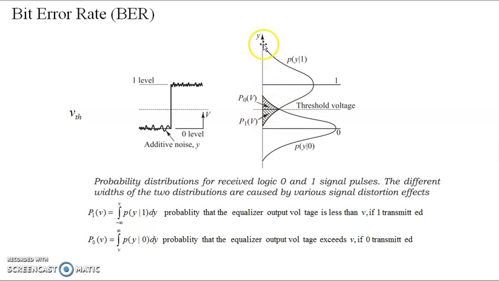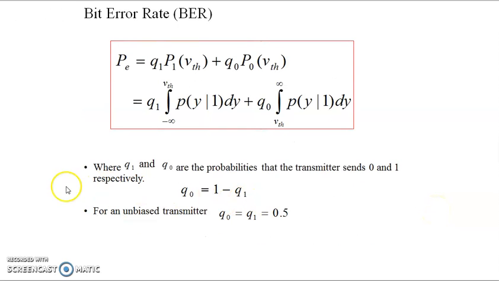And this one in the graph is the distribution for when we are sending the 1 voltage, but getting an output voltage below the threshold voltage. So this is the portion where we are getting a voltage below the threshold voltage, and that is the probability of 1. So now we identify what the probability of error will be.